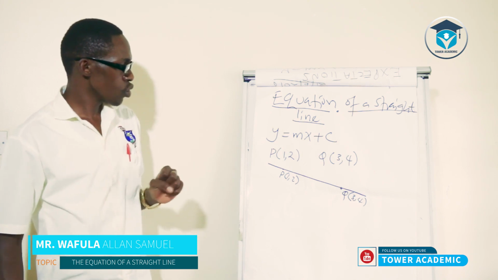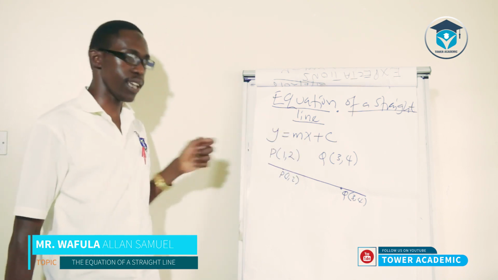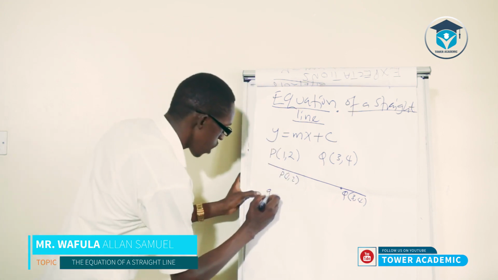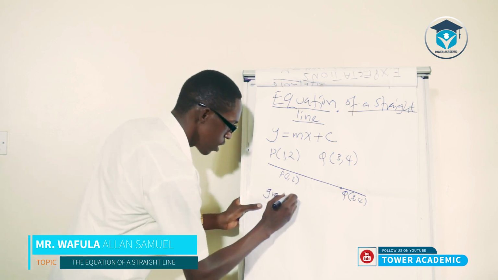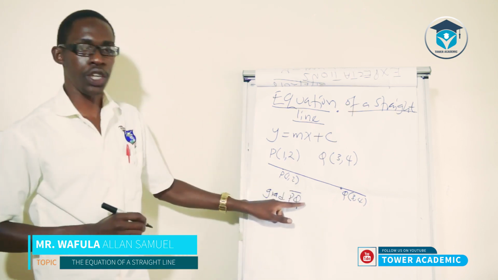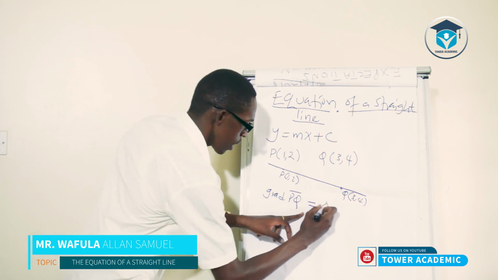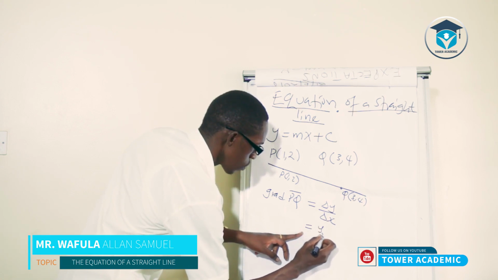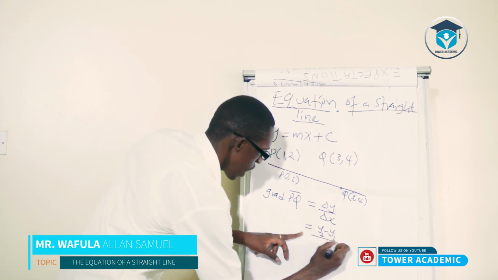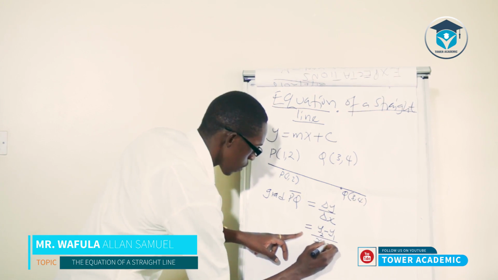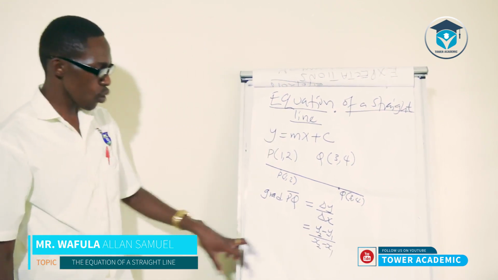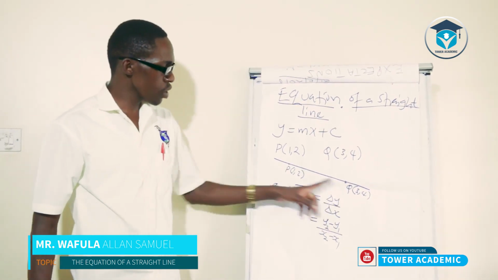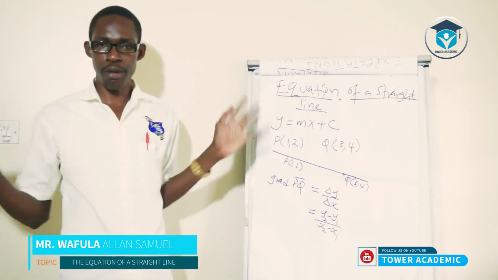What we are to do is first get the gradient of this line. The gradient, we call it grad of PQ, is change in y over change in x, which is the same as saying y2 minus y1, everything over x2 minus x1. Some would ask, what is x2, what is y1, what is y2? So what we do here is go back to the given points, P and Q. We just label them. We don't mind.